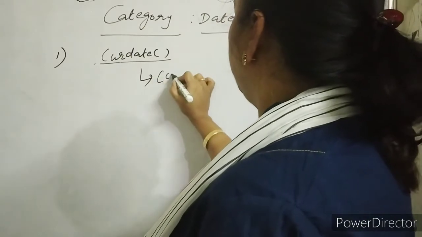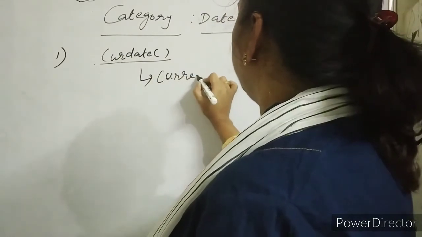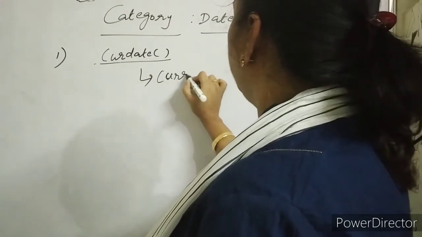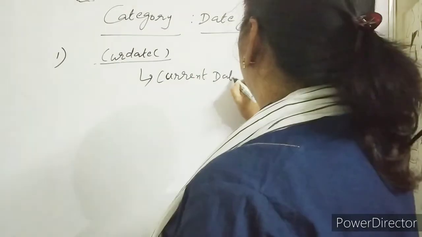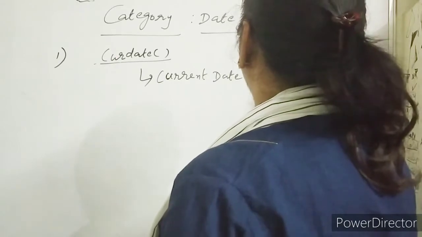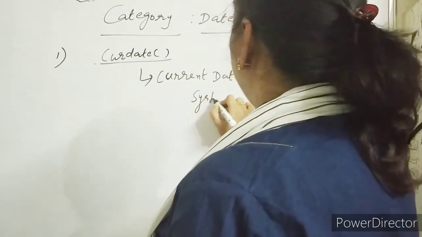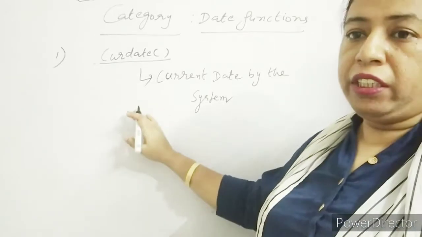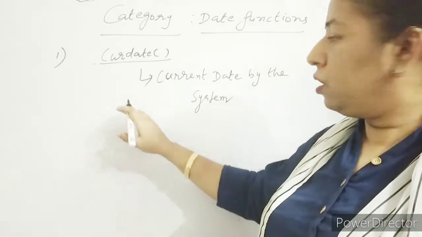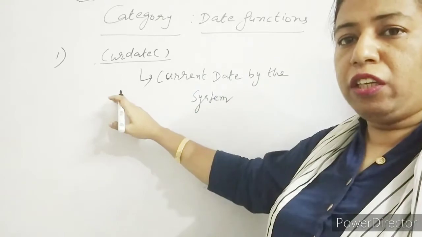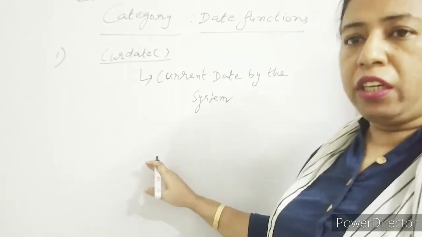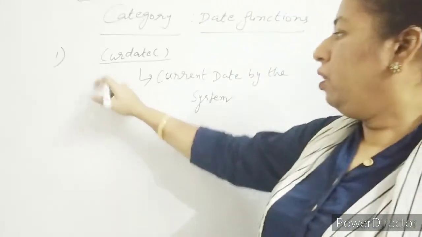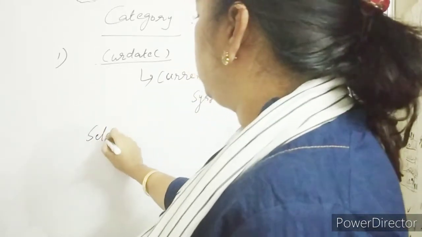Current date returns the current date by the system. It means whatever date is set as the current date in your system, that will be returned. If your system clock is working fine, then select the current date.